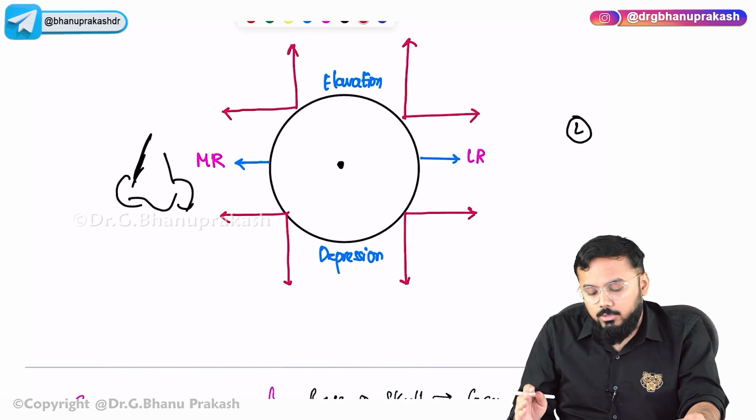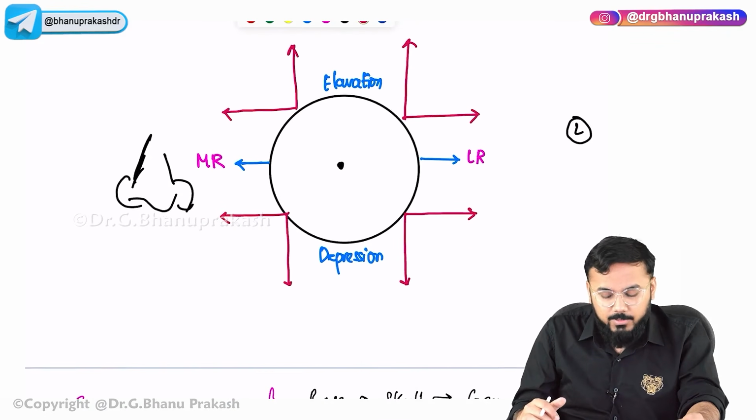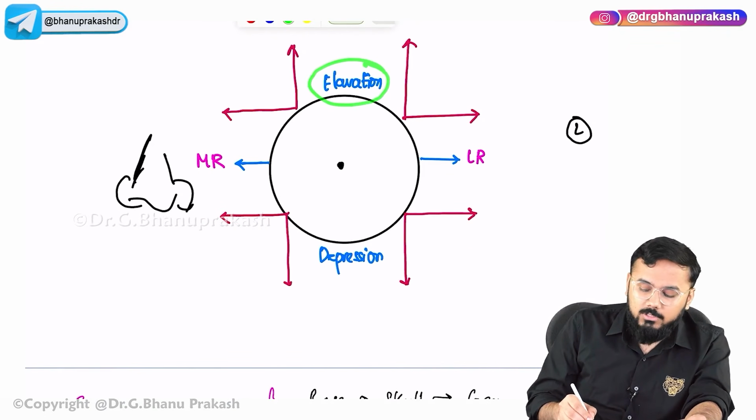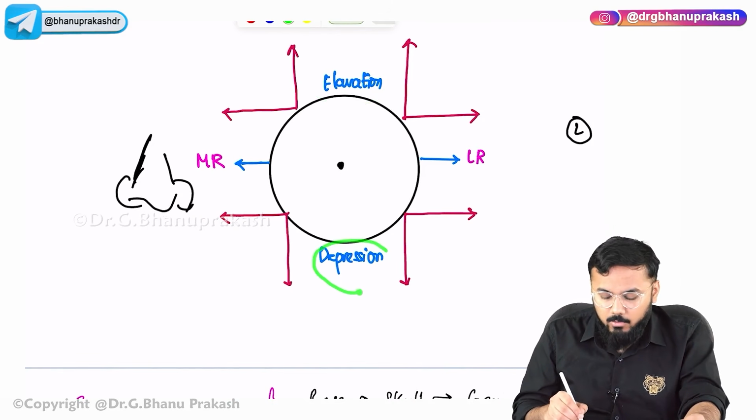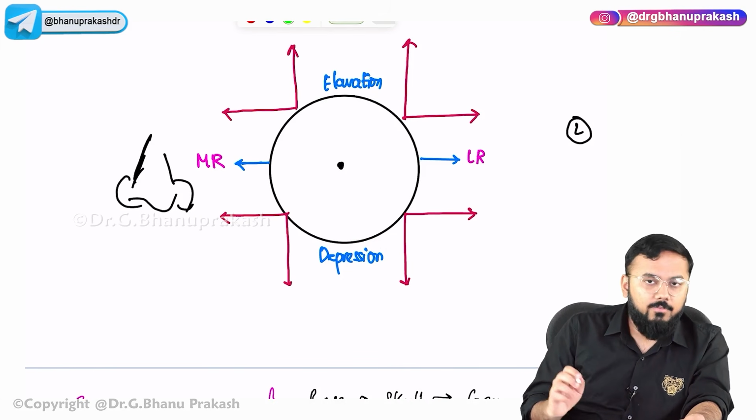What did you do now? You wrote down lateral rectus, medial rectus. You know this from the previous picture only. New things? No new things. So here, if the eyeball is looking upward, you wrote it as elevation. If the eyeball is looking downward, you called it depression. Next important thing, you have drawn these arrows.